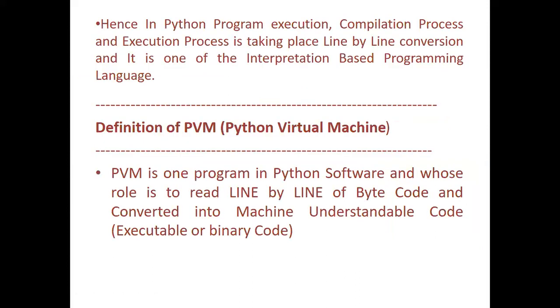See. So, in Python program execution, the compilation process and execution process take place with line by line conversion, and it is one of the interpretation-based programming languages. Now, one student is asking me, what is the full form of PVM? It is Python Virtual Machine. PVM is one program in Python software whose role is to read the bytecode line by line and convert it into the machine understandable language, that is binary code.